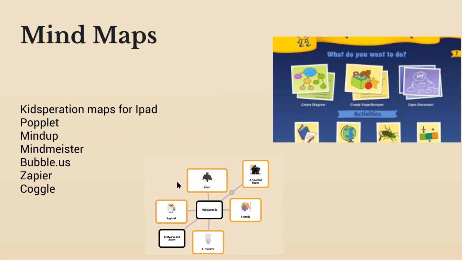Popplet is something where they organize, for example, Halloween, and then they could also link stories related to these things that they have linked to the mind map. MindMup, MindMaster, Bubble.us. I think it was the first one, maybe, because I've been using it many years ago. So Bubble.us is also one of the best apps.